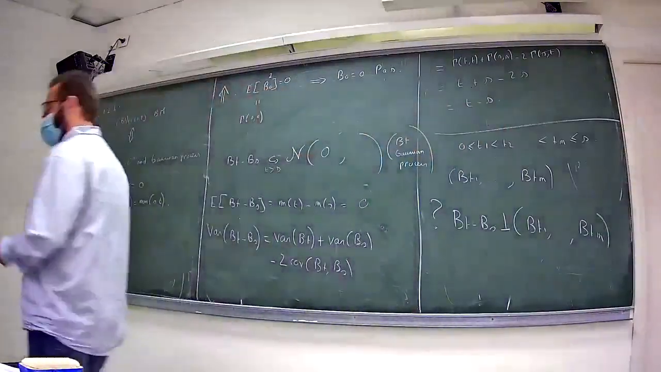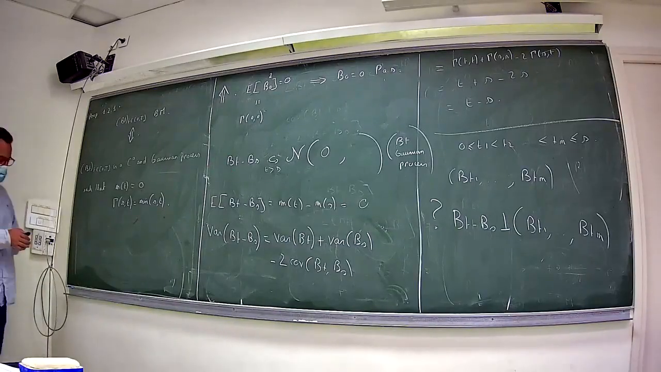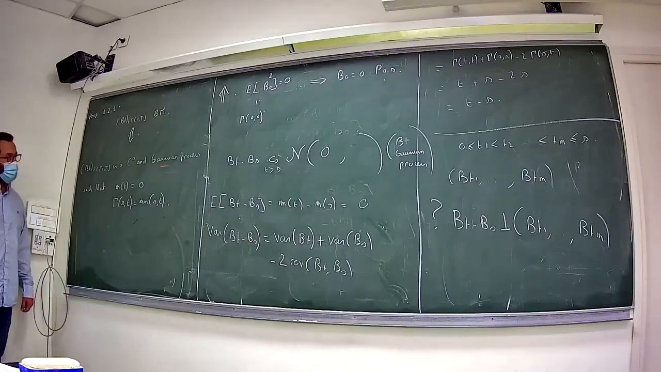Okay, and don't forget that I have a strong hypothesis that B is a Gaussian process. A hypothesis that I have used for the moment only one time, here, to find the distribution of Bt minus Bs. Okay? And why is it important to have in mind the fact that B is a Gaussian process?